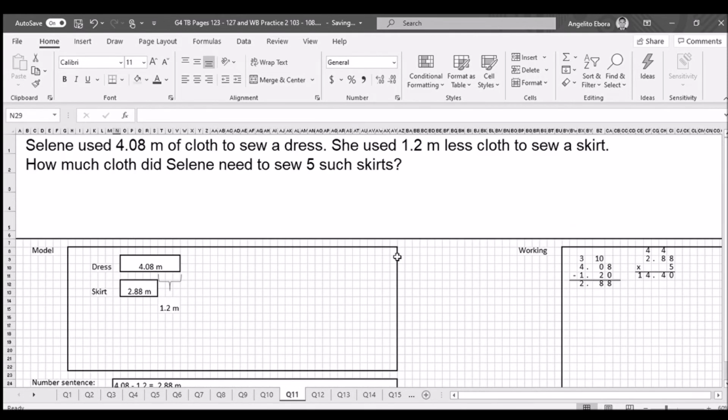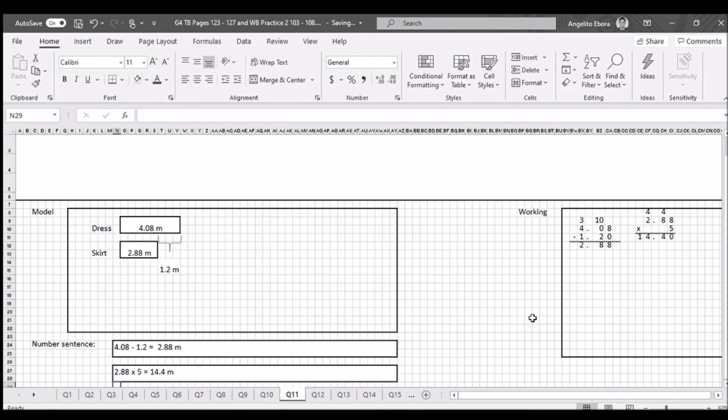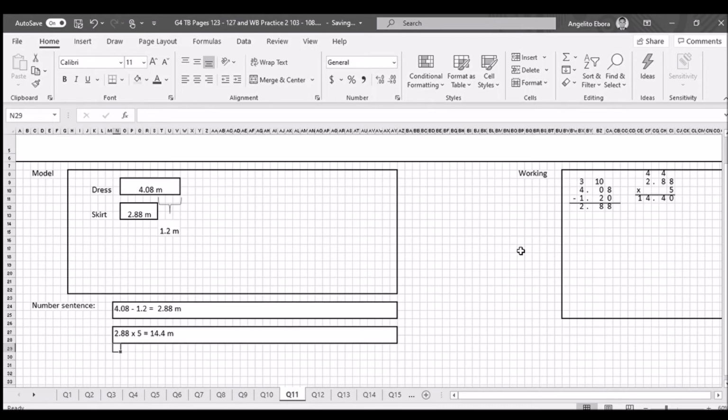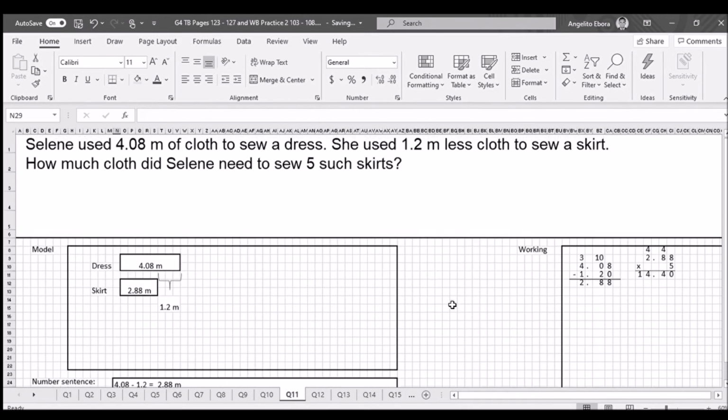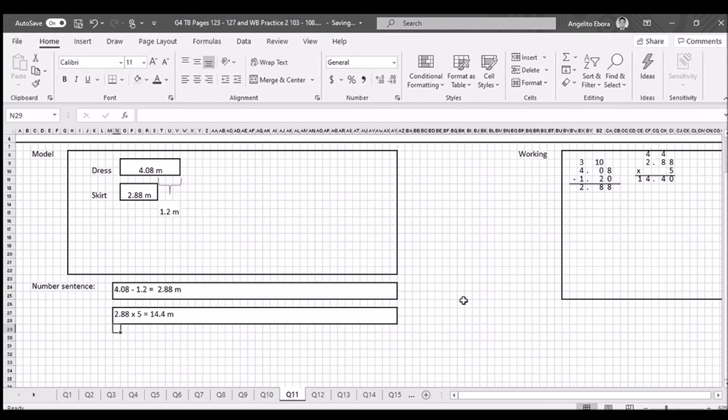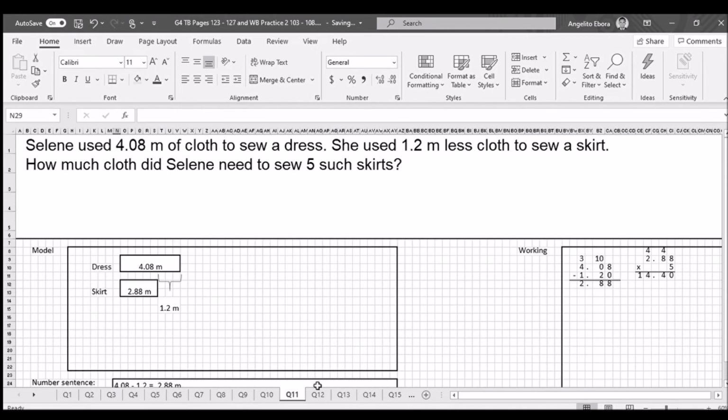Okay, since this one is not about money, you can leave your answer without 0. So 14.4 meters. Unless stated here, give your answer with 2 decimal places. Right? Correct, the 2 decimal places. So that's a time that even if it's without 0, you have to add 0 at the end because you're required to give your answer with 2 decimal places. Okay? Next.